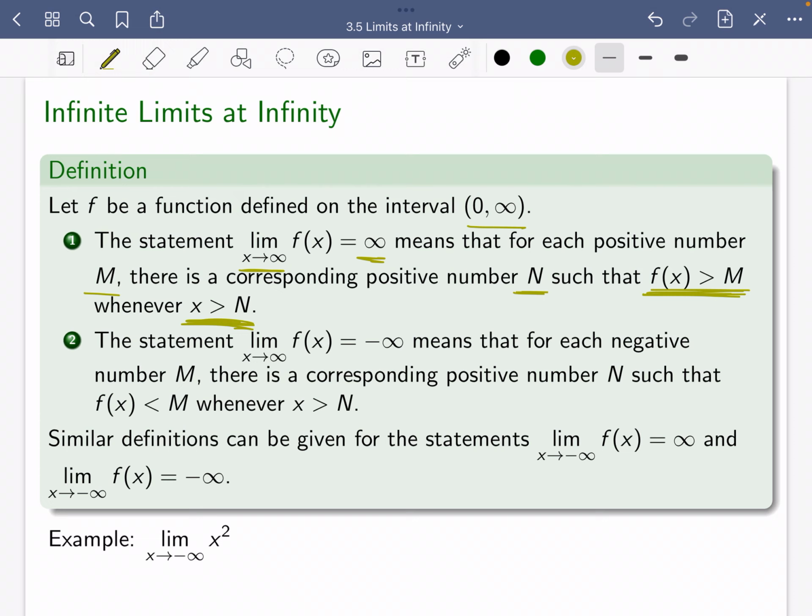Basically, we're saying that our function can be as large as we want as long as our x value is sufficiently large. And we can make a similar statement for the limit as x approaches infinity of f of x being equal to -infinity. It tells us that for a negative number m there's a corresponding positive number n, such that our function is sufficiently small. So our function can be as small as we want whenever our value of x is sufficiently large. And then you can give similar definitions for x heading towards -infinity and having outputs of either -infinity or positive infinity.